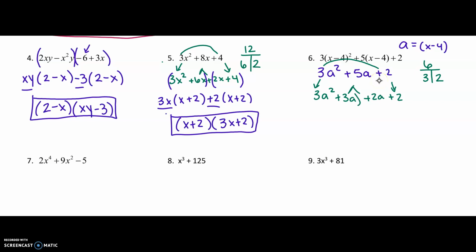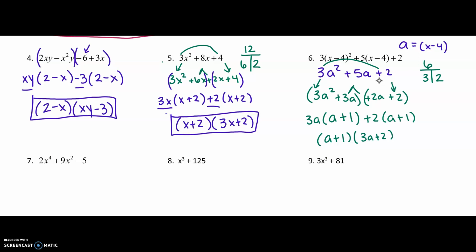Because it's 4 terms, I can group, so I'm going to group the first two and the last two. The GCF in the first group is 3a. When I divide that out, I end up with a plus 1. The GCF of the second group is 2, and again I get a plus 1. So my two factors are a plus 1 and 3a plus 2.